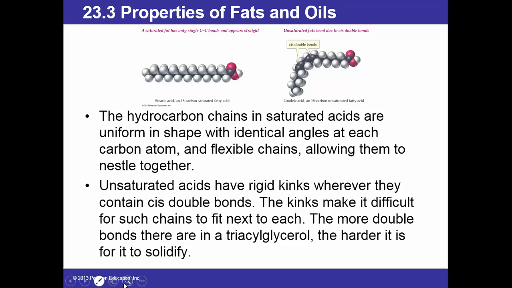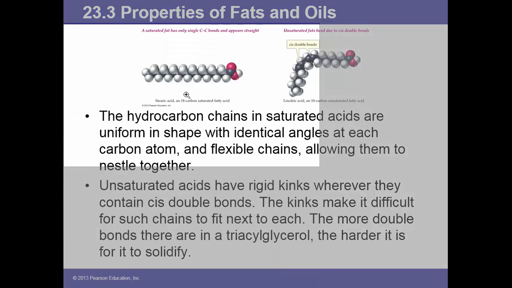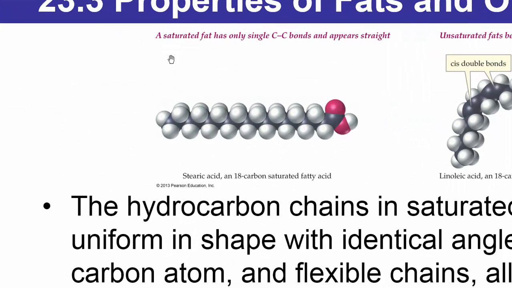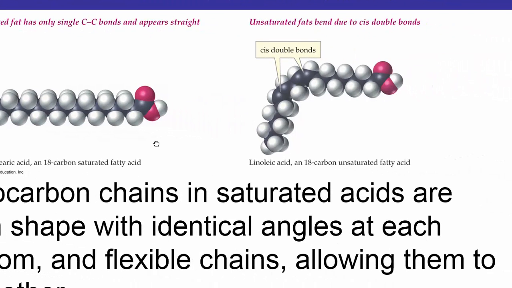Now again, if we look here, this is a saturated fat. A saturated fat has only carbon-carbon single bonds and appears straight. This is stearic acid, an 18 carbon saturated fatty acid. And here we have unsaturated fats, which bend. Why? Due to cis double bonds.